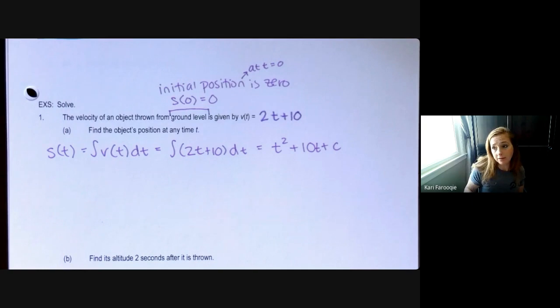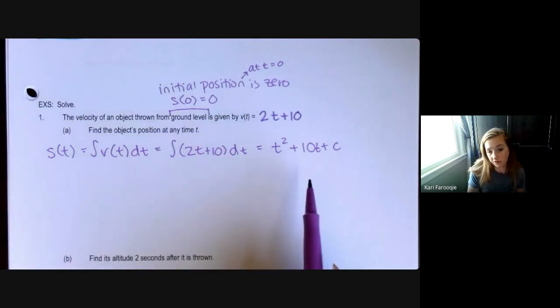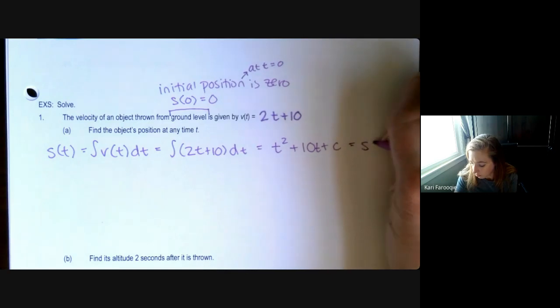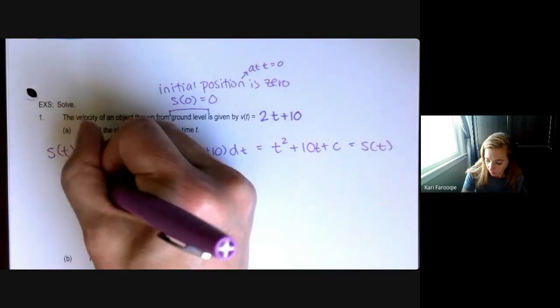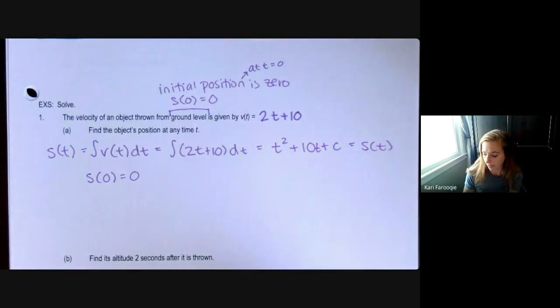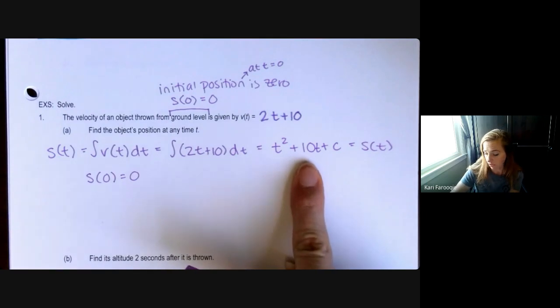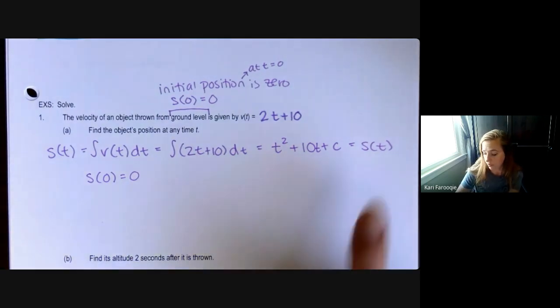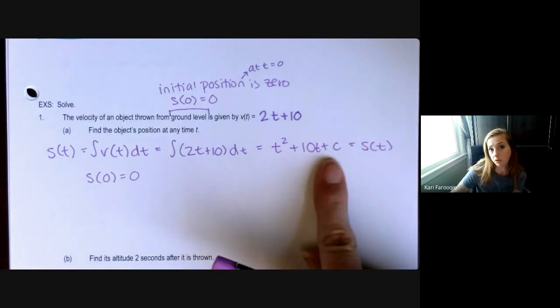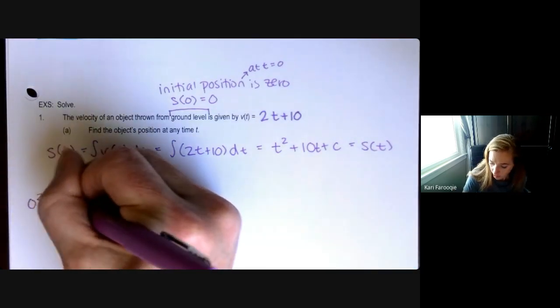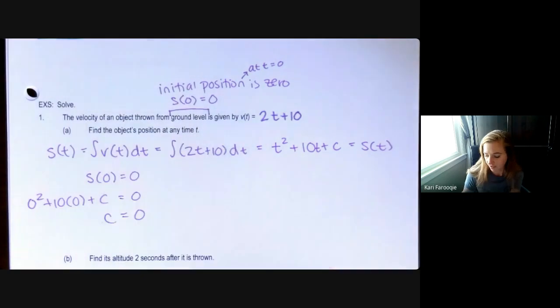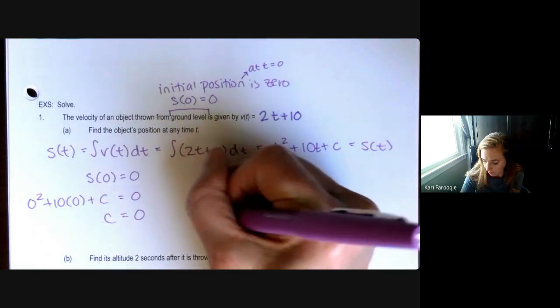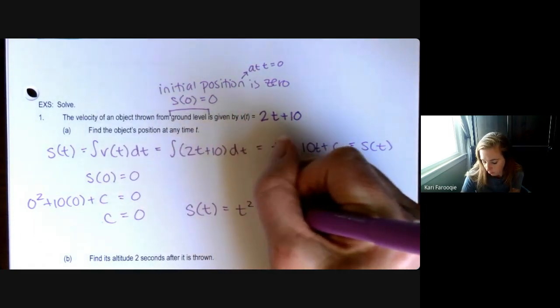If I know that, that's all I really need to do in this case to solve for c, because I know that what I just found was s of t. So now I'm going to use the fact that s of 0 equals 0. I'm going to take my s of t and evaluate it at 0 and set it equal to 0. Everywhere I see t, I substitute 0. 0 squared plus 10 times 0 plus c equals 0. Well, not that interesting, right? But sometimes not that interesting makes us happy because it means less work for us to do.